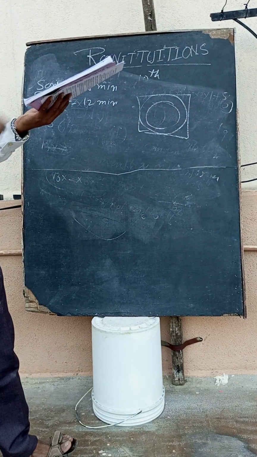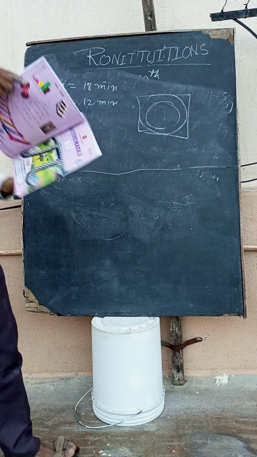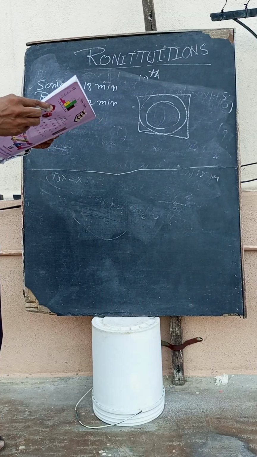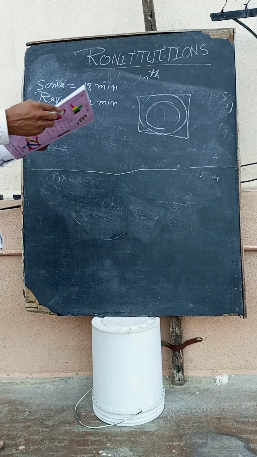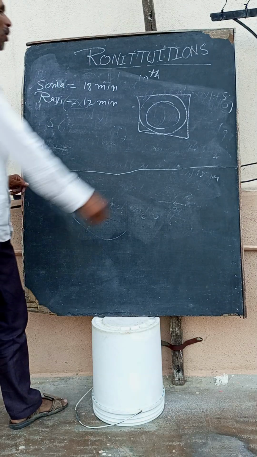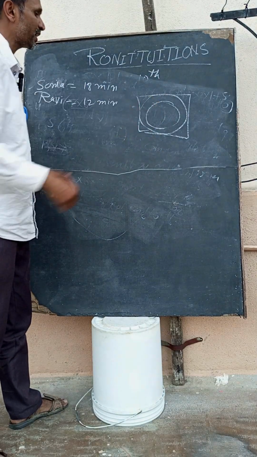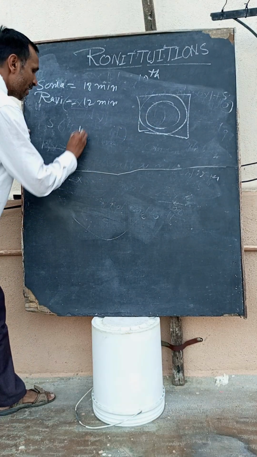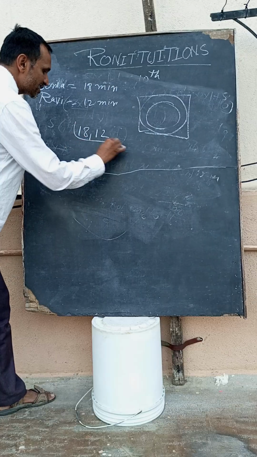Suppose they both start from the same point at the same time and go in the same direction. After how many minutes will they meet again at the starting point? So it says, after how much time, after making how many rounds, they meet at a time. So we are finding the LCM of these numbers. LCM of 18 and 12.